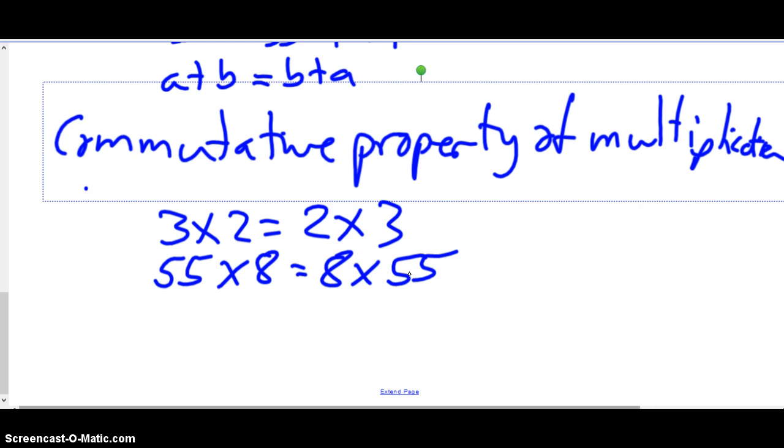Ladies and gentlemen, this is your first step into algebra and getting a little more complicated. Baby steps, folks, and it'll work itself out.